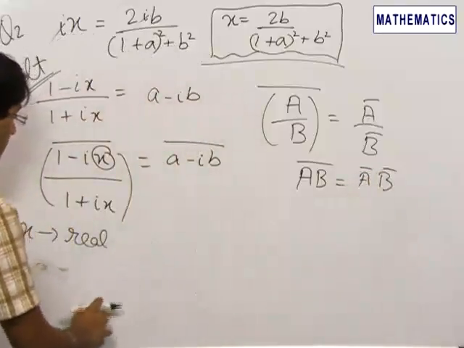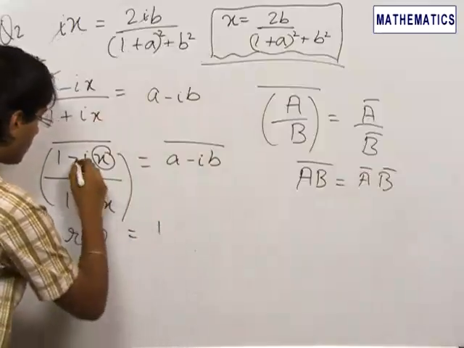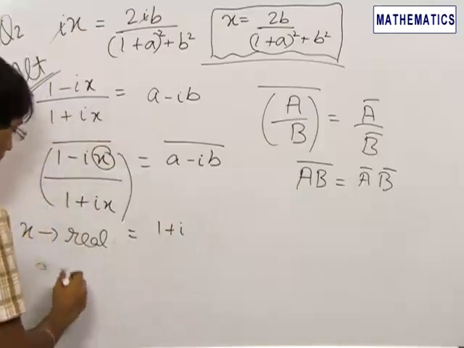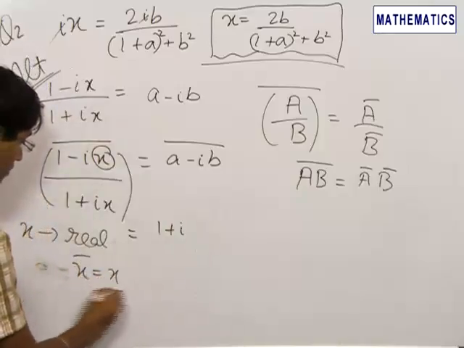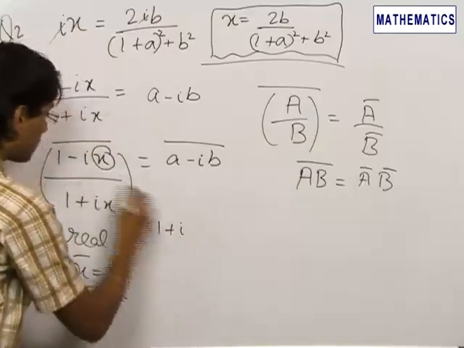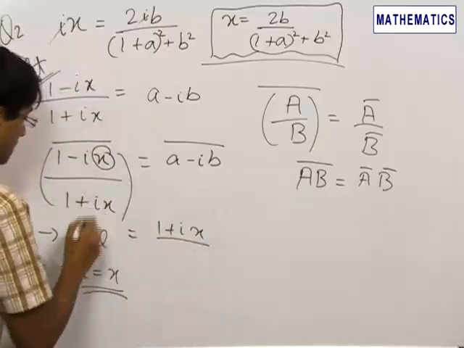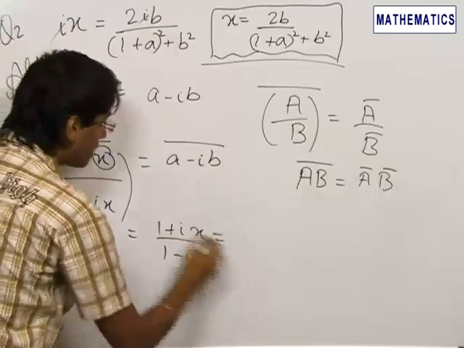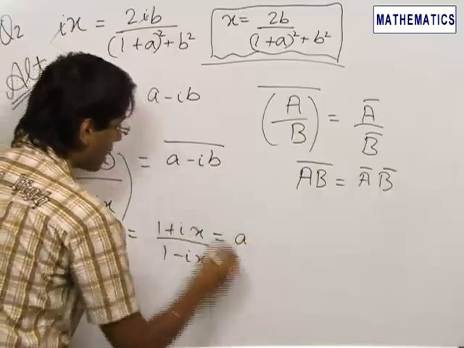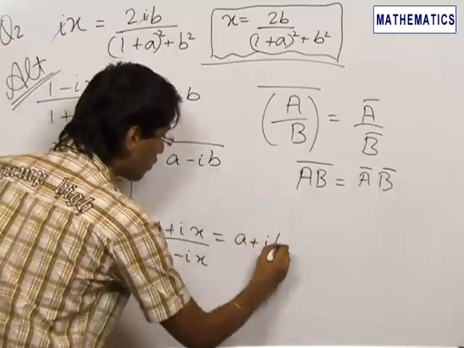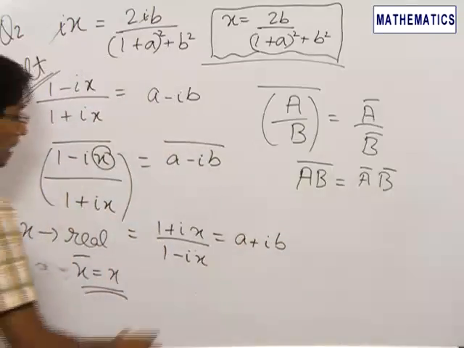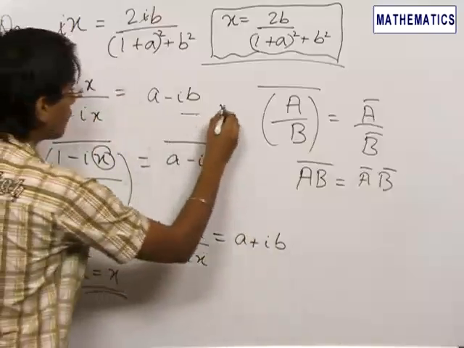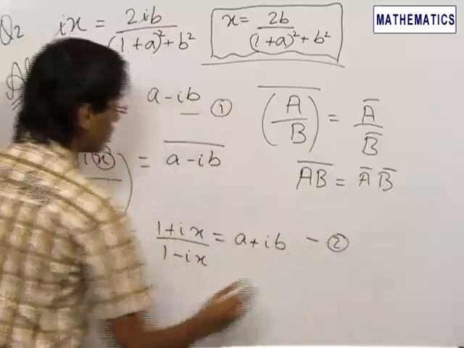So on taking the bar, the numerator becomes 1, minus i becomes plus i, x bar is already equal to x since x is real. So this becomes 1 plus ix upon, in the denominator, plus i becomes minus i times x. This a is real, so a minus ib becomes a plus ib, and b is b because b is also real. So we get (1 + ix)/(1 - ix) is equal to a plus ib. If this is the first equation, this is the second equation.